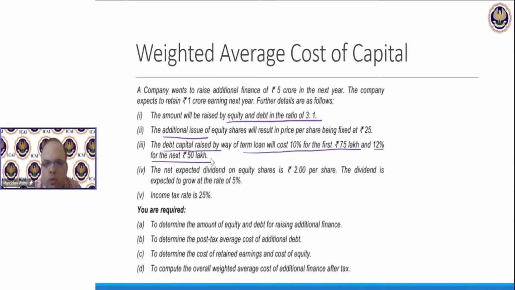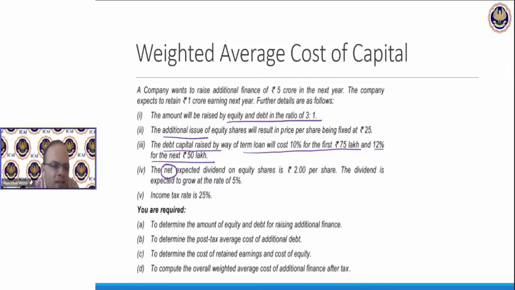So what do we do? If we are to calculate, one more thing I want to clarify here is that the word is net expected dividend. It's not next expected dividend, right? So make sure we do not make that mistake. Now, dividend is expected to grow at 5%, so we probably want to incorporate that if we were to calculate D1. Income tax rate is 25%, and there are 4 requirements.